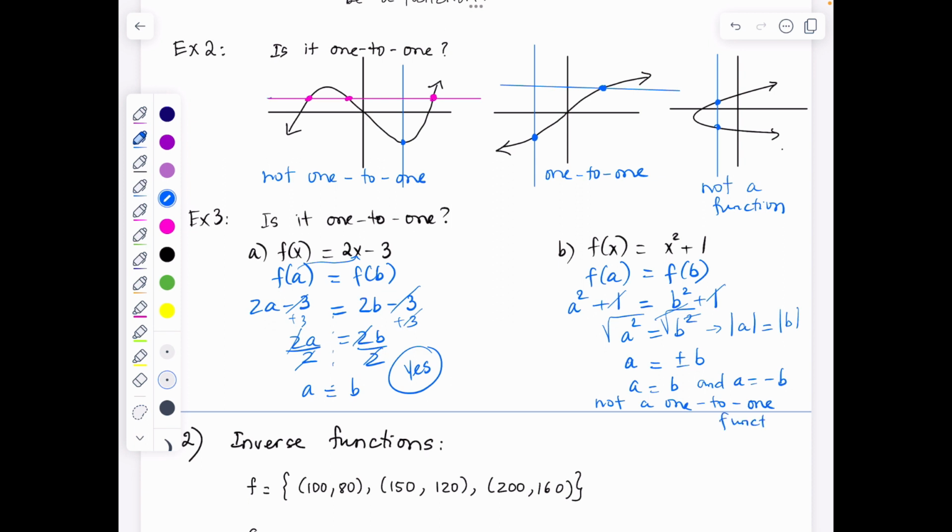So if you were to graph, we recognize that the function in part B here is a quadratic function. So that means it must have a parabola as the graph. If you were to draw a parabola and then do the horizontal line test, as you can see, it doesn't pass the horizontal line test, so it can't be one-to-one. But that's just to confirm our answer.